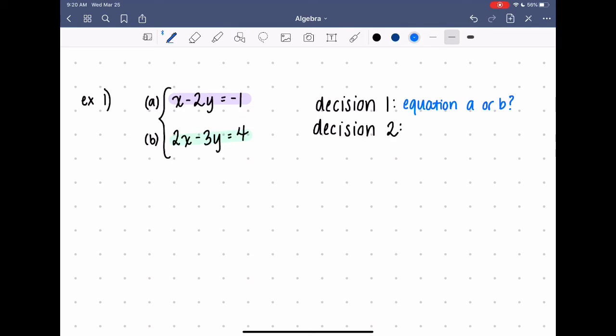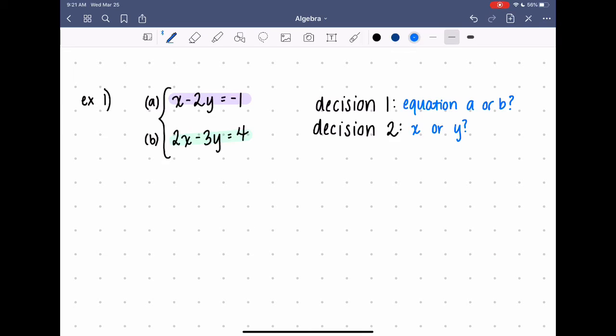And after we decide which one we want to do, we also have to decide whether we want to solve for x or y. And there's no right or wrong answer. You can choose either equation first, and you can choose to solve for x first, or you can choose to solve for y first. It doesn't matter which one you choose. It's totally up to you. But I suggest you look for the thing that'll be the easiest to solve for.